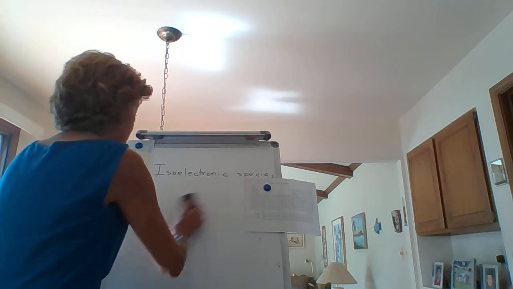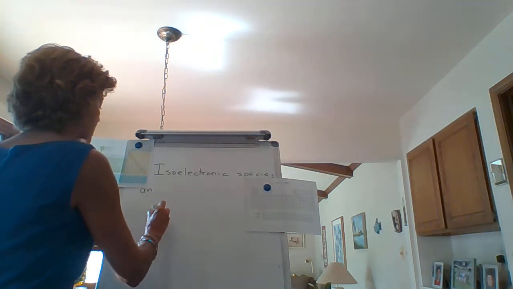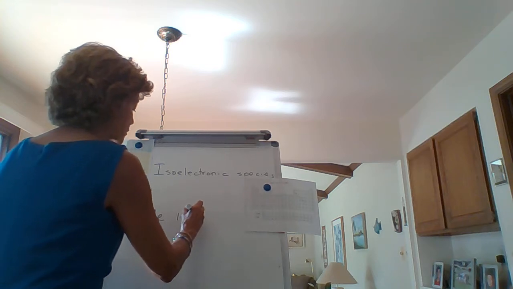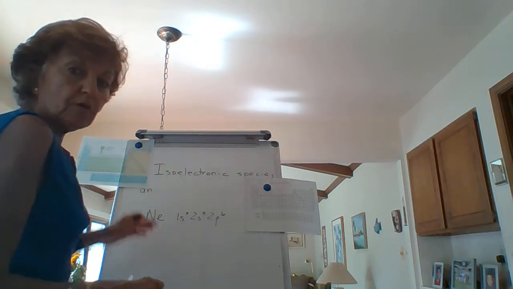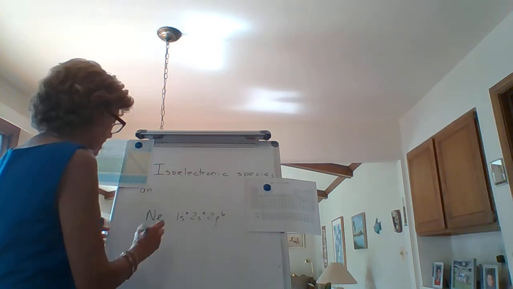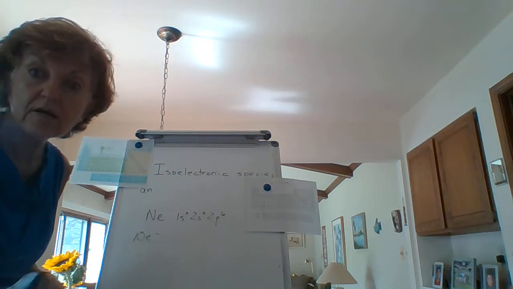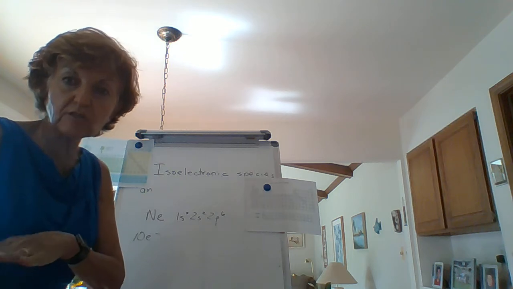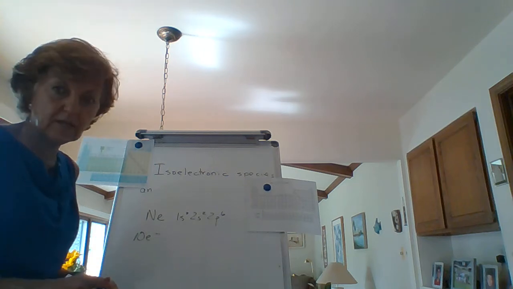So let's say we've got the atom neon. Neon has an electron configuration of 1s2, 2s2, 2p6. If you look at your periodic table, I need my glasses, neon's got 10 electrons, right? Because it's got 2 in the first shell, 8 in the second shell. So this is the electron configuration of neon, a total of 10 electrons.